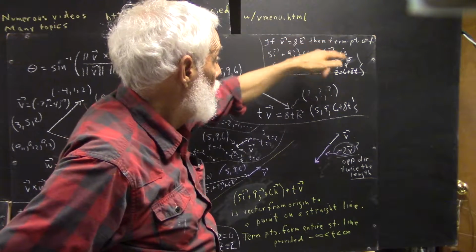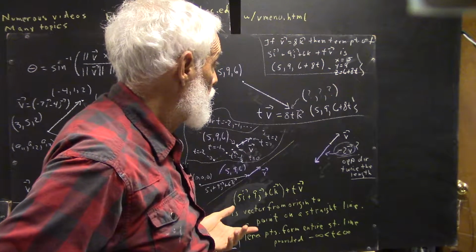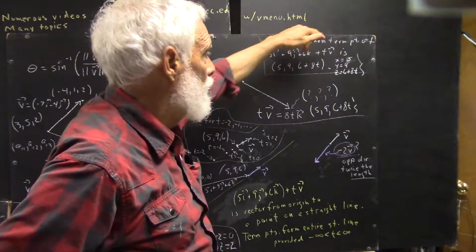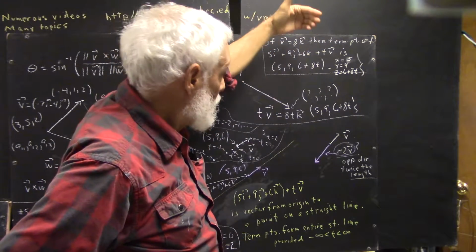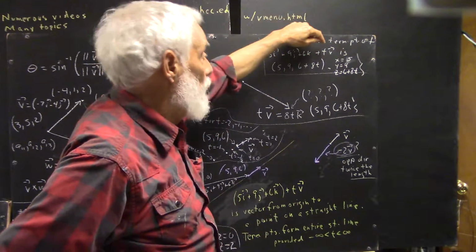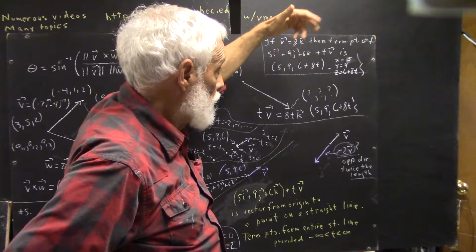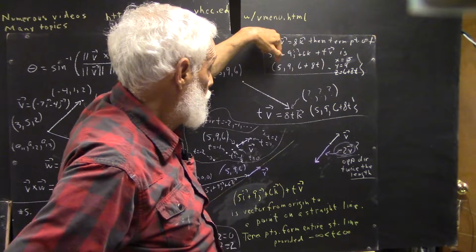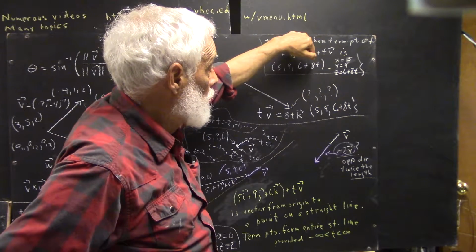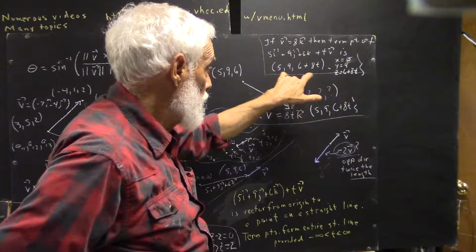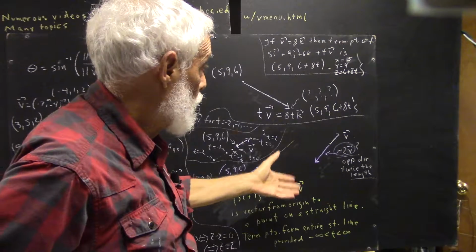Again, tv would be 8k, so tv would be 8t times k. So that means that the z coordinate is going to change by 8t. So the point will be 5, 9, 6 plus 8t. That'll be the coordinate form of the point.